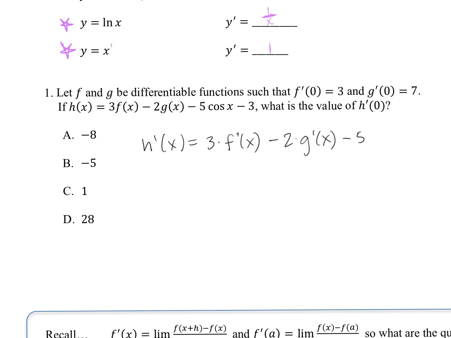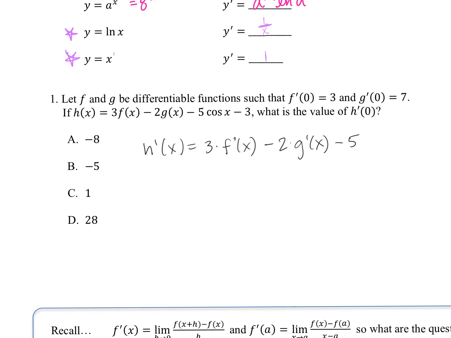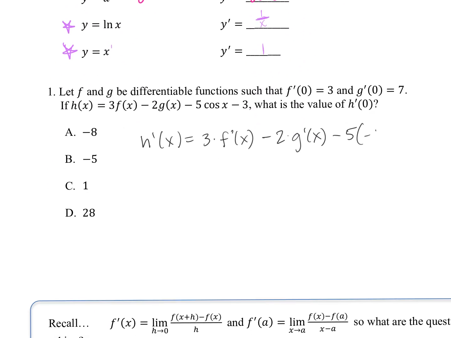Minus 5 times the derivative of cosine. The derivative of cosine is negative sine. So I'm going to say the derivative of cosine was a negative sine. And to finish that up, the derivative of minus 3 is 0. The derivative of a constant is 0. Good job, you guys. Now I would go plug in that x value of 0.